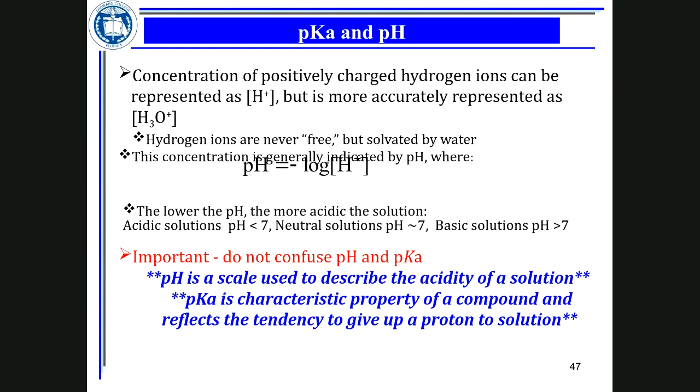So pH shows the acidity. It can be changed from 0 to 14, and it depends on the strength of the acid. It depends on the concentration of the acid. But pKa is a constant value that shows the equilibrium constant for the acid.